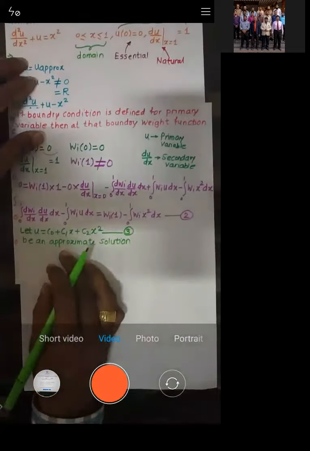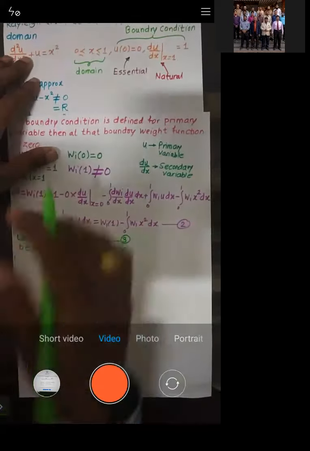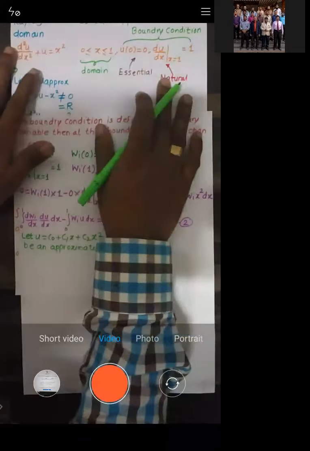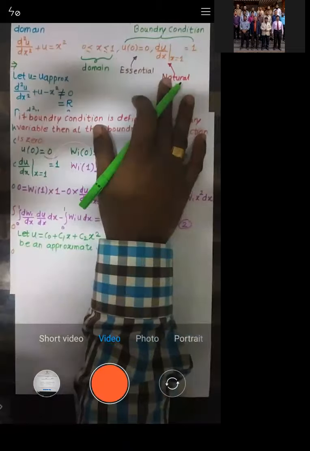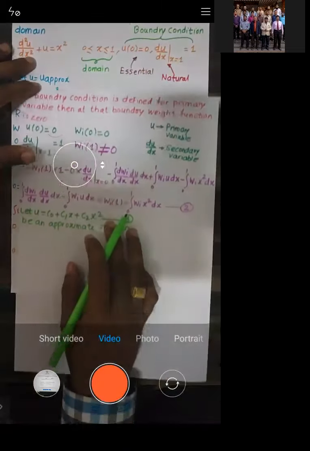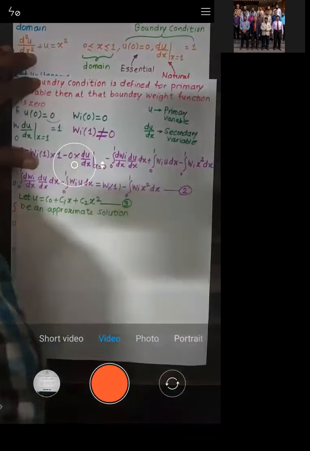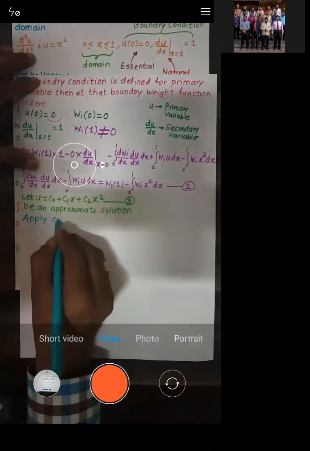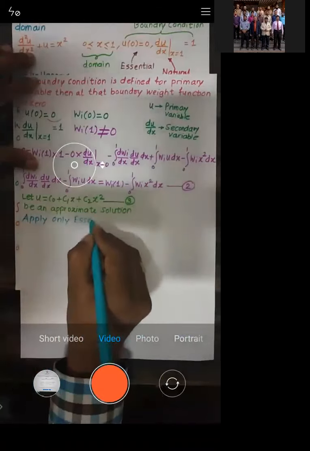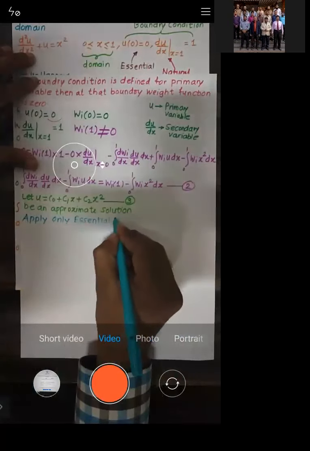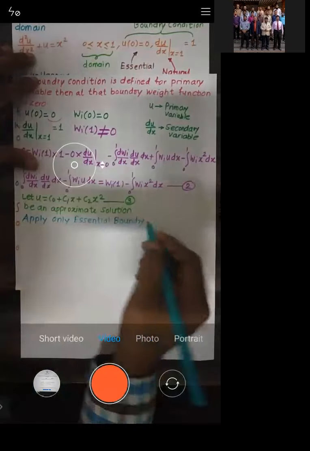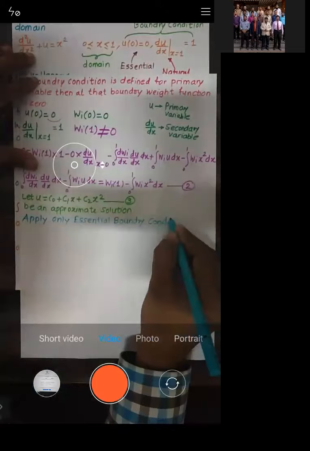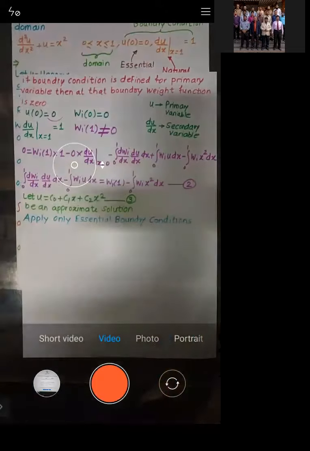Now how will you solve this equation? As I told you, we need to apply only essential boundary conditions. In the last problem, both were essential, so we applied both boundary conditions. Now in this problem, one is essential and one is natural. Remember, I'll highlight that point here: apply only essential boundary conditions. That means we will apply only the first boundary condition.